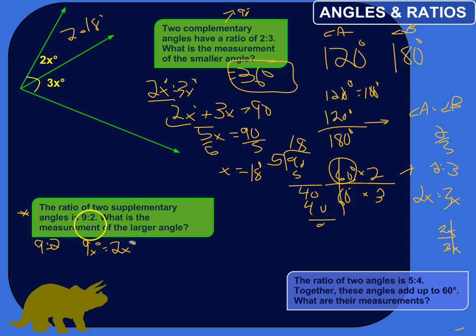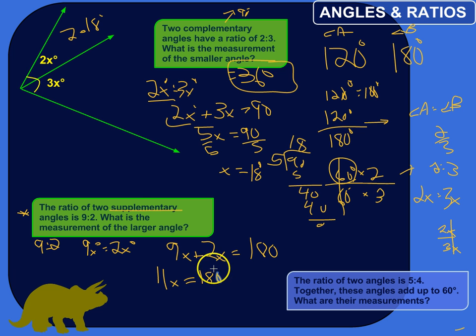Our first piece of information, or our second actually, is the ratio of the two angles, and we know that the angles are supplementary. That means they add up to 180 degrees. So we set up our equation: 9x degrees plus 2x degrees equals 180 degrees. Combine like terms: 9x plus 2x is 11x equals 180.